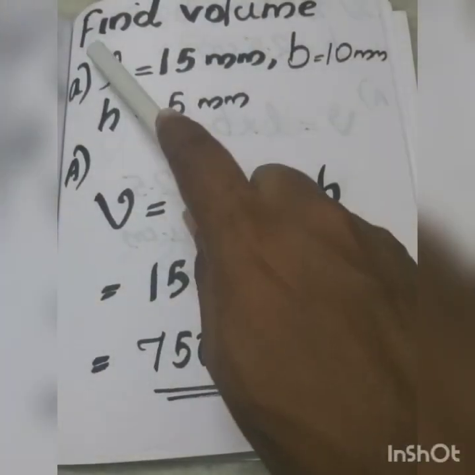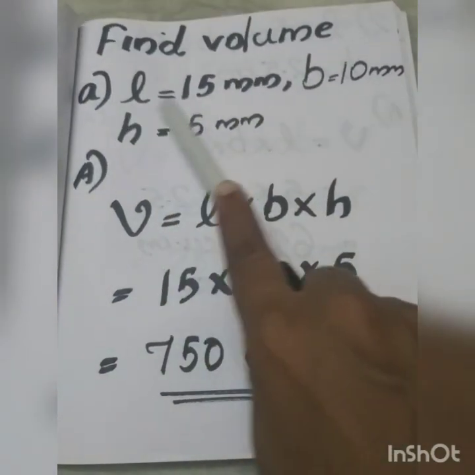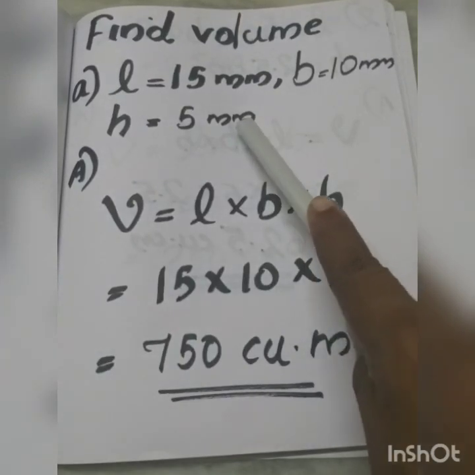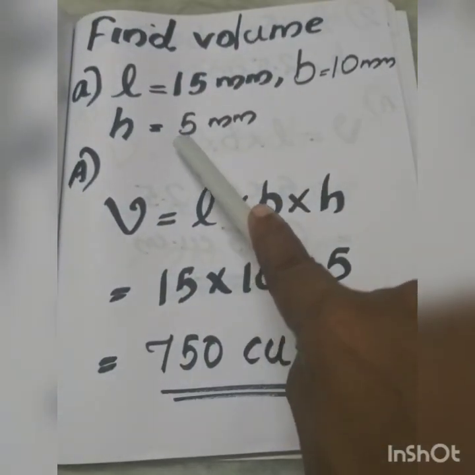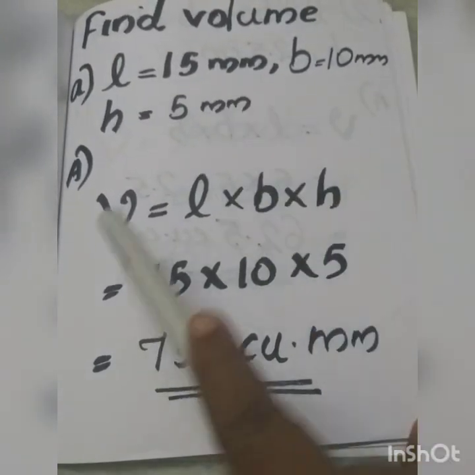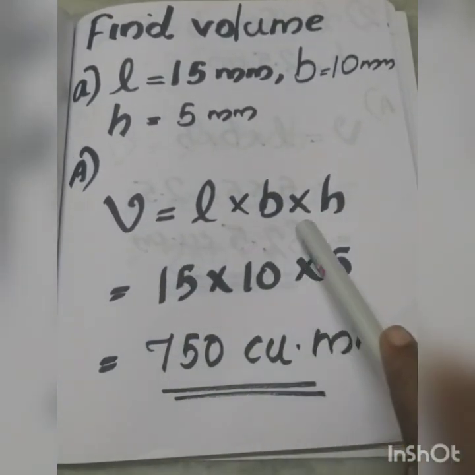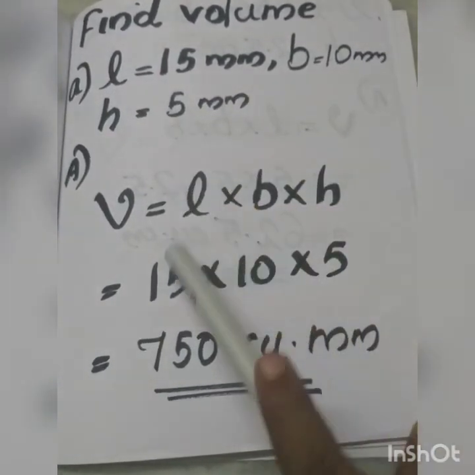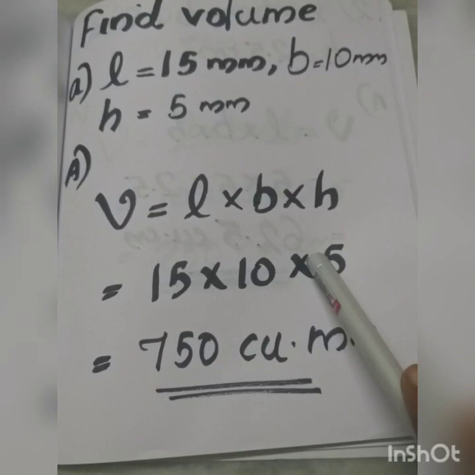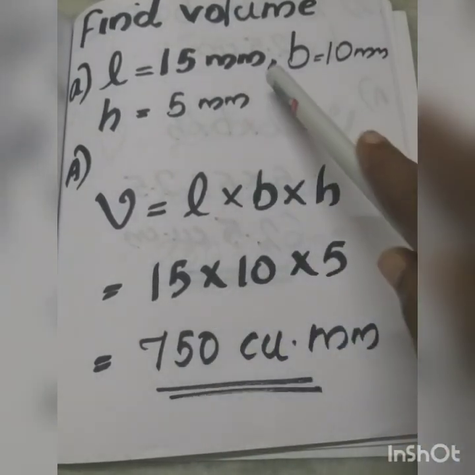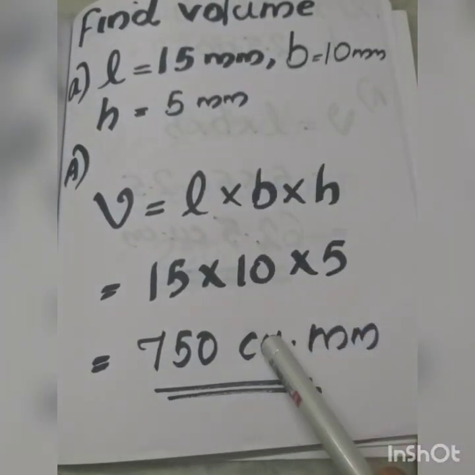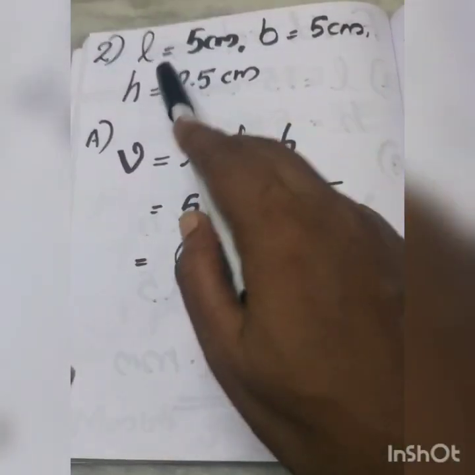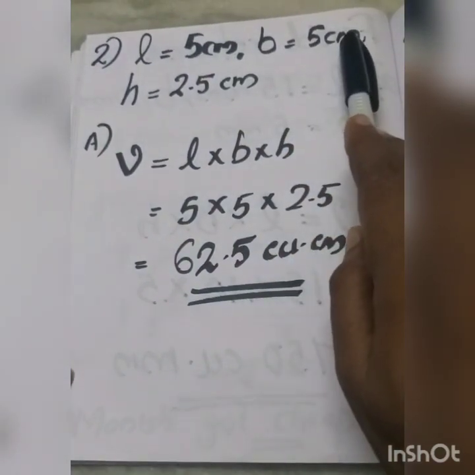First example, find volume. Given L is equal to 15 mm, breadth is equal to 10 mm, h is equal to 5 mm. So, length, breadth and height are given separately, means it's a cuboid. So, what is the volume of a cuboid? L into B into h. So, L is given as 15, B is given as 10, h is 5. So, 15 into 10 into 5 you will get 750. Now it is given in mm. So we have discussed the unit of volume. So it is cubic millimeter.